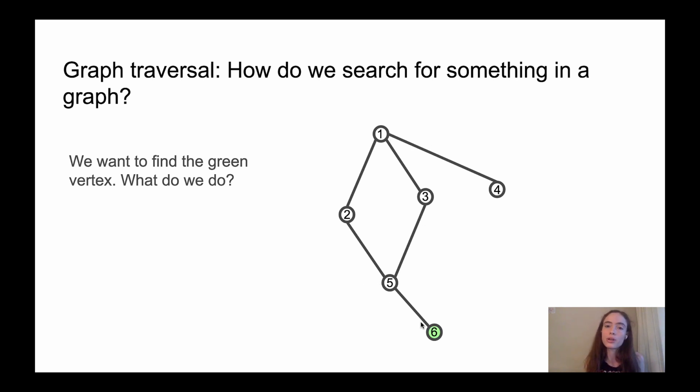But that doesn't take advantage of the structure of our graph at all. So when we're doing this, we're usually interested in algorithms where we move from one vertex to another. So you could also imagine just starting at a random vertex and then moving randomly from edge to edge until you find the green vertex. But that's not a very organized way of doing it either. So we'll be talking about more specific algorithms for this problem.